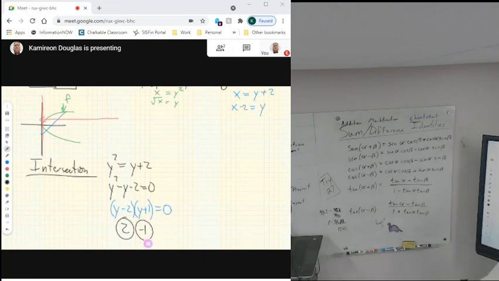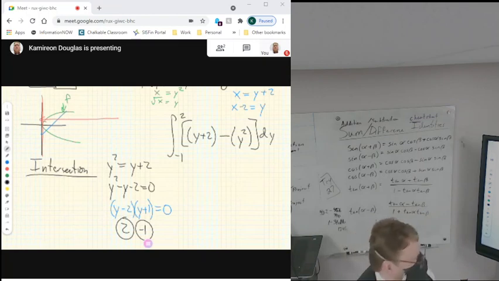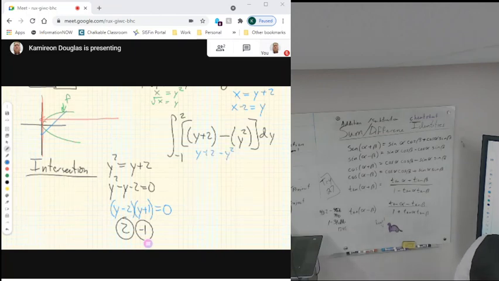Now I have my integral. The integral from negative 1 to 2 of y plus 2, my first equation, minus y squared, my second equation, and I've done everything in terms of y, so it's dy. I'll simplify it algebraically first. I end up with y plus 2 minus y squared. So I integrate. y becomes 1/2 y squared, plus 2 becomes plus 2y, negative y squared becomes negative 1/3 y cubed, evaluated from negative 1 to 2.